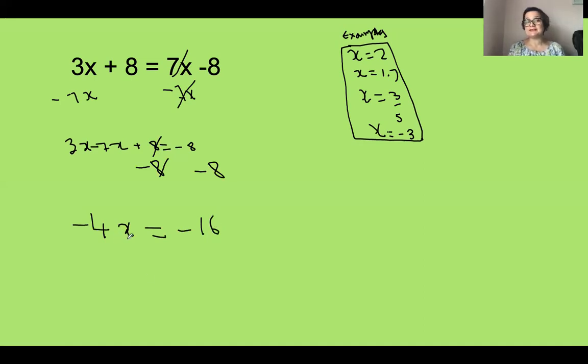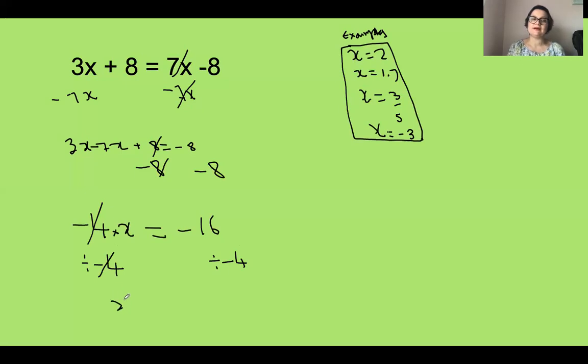But actually the x is not by itself, it's minus 4x. So this coefficient, which I will call the attached number, how do we get rid of it? Now minus 4 is attached to x with a multiplication. Minus 4x means minus 4 times x. And to get rid of the minus 4, we divide both sides by minus 4, to keep the balance of the equation. That's how we cancel them out.